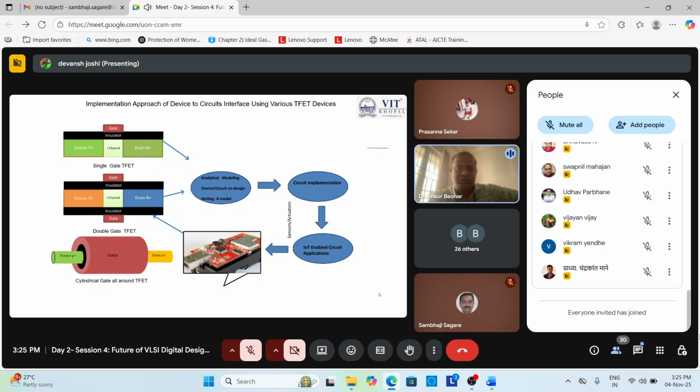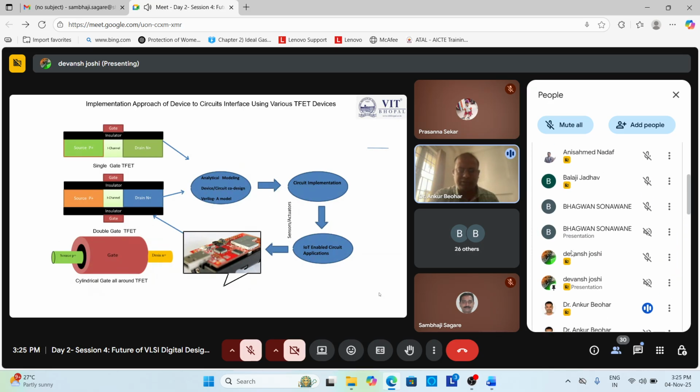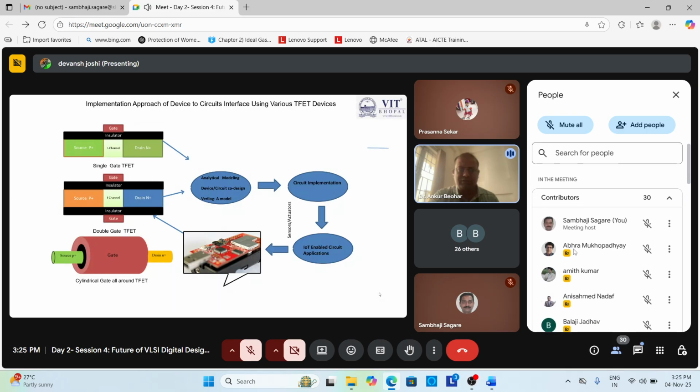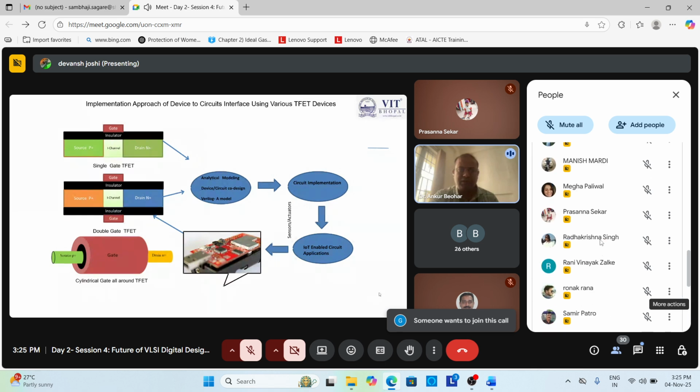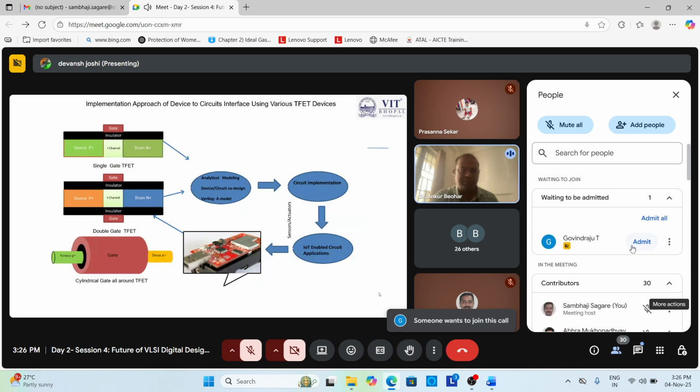Now for the digital RAM application, you can see practically from the low power device to circuit, to model designs, and from the model to the circuit parameter extraction. Based on the parameter extraction, we go for a memory or any circuit implementation, and then finally the IoT circuit application here.